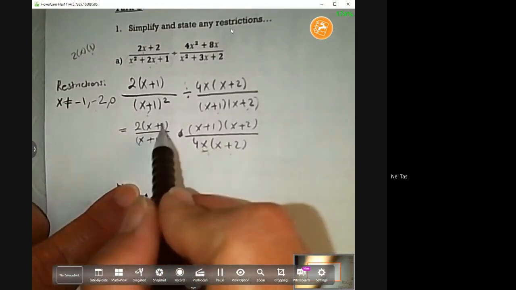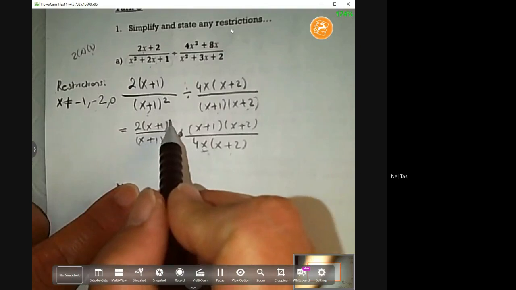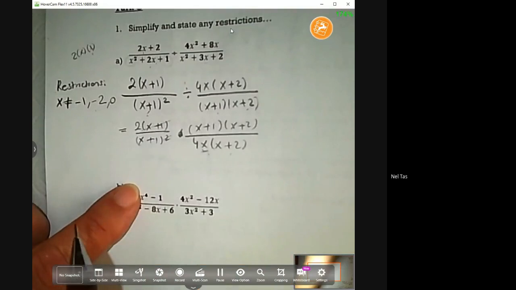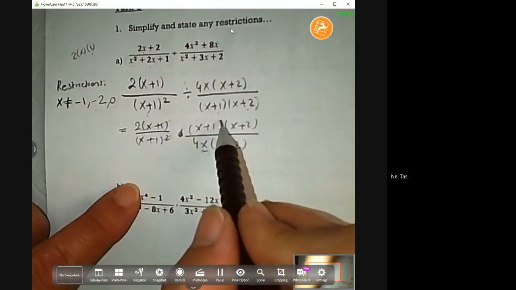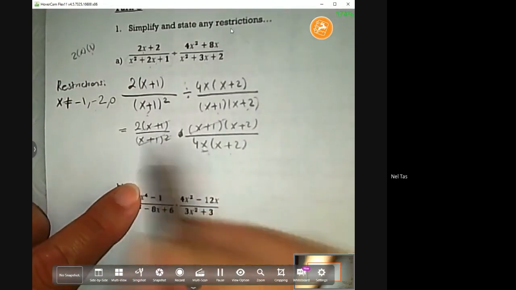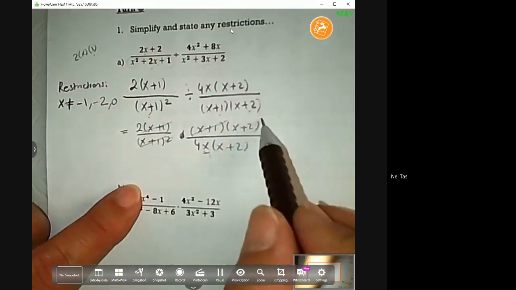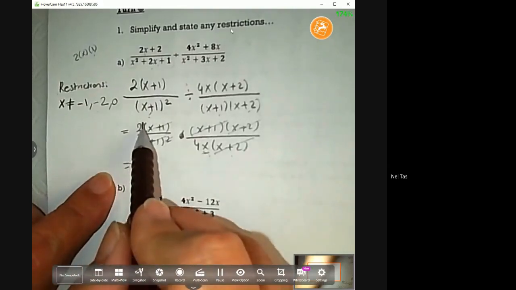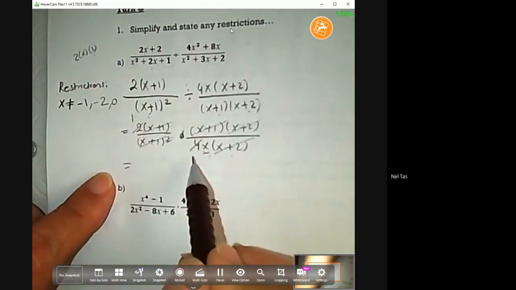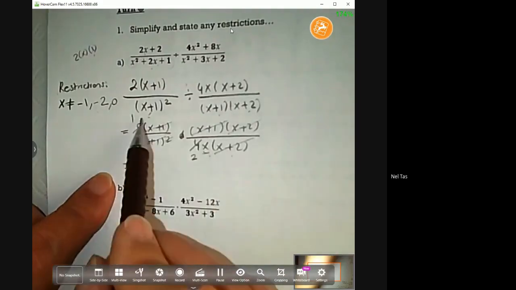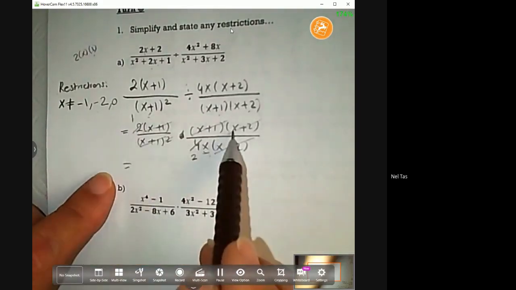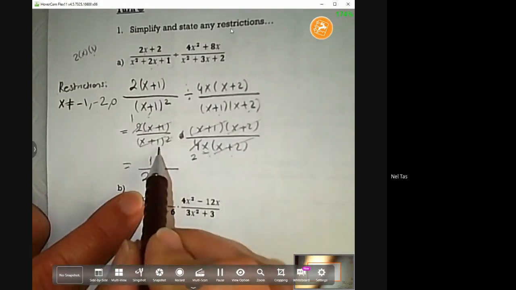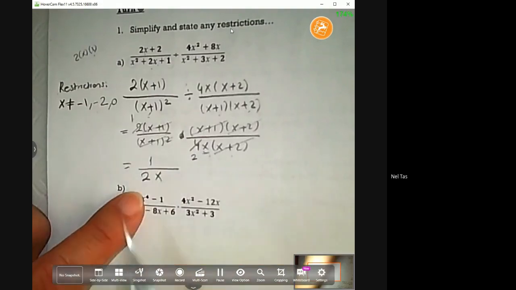Start simplifying. (x + 1) with (x + 1) squared, so the square is gone. There is another x + 1 though, so therefore both of them are gone. We have x + 2 gone. We also have 2 and 4, both of them divisible by 2, so we have 1 left and nothing else. So 1 over 2. This is gone and only x left here. So 1 over 2x.